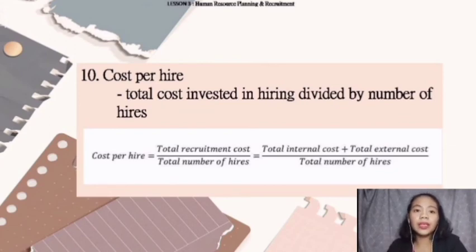The formula is cost per hire equals total recruitment cost over total number of hires, equals total internal cost plus total external cost over total number of hires. Cost per hire consists of multiple cost structures which can be divided by internal and external costs. By quantifying all of them, you can calculate the total recruitment cost.